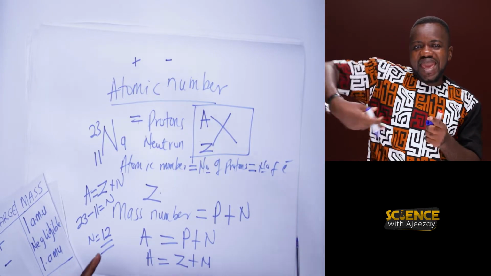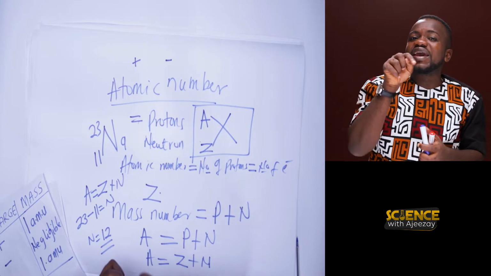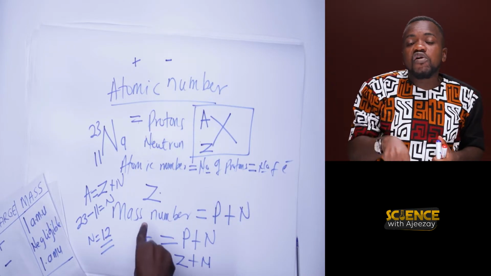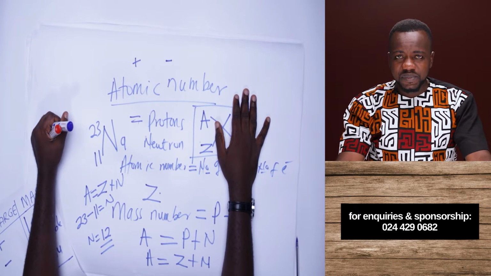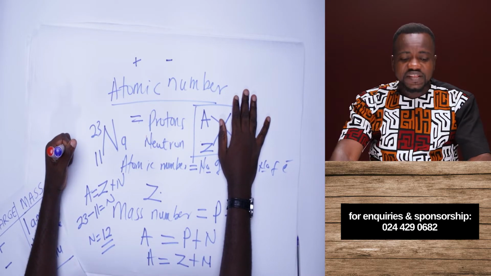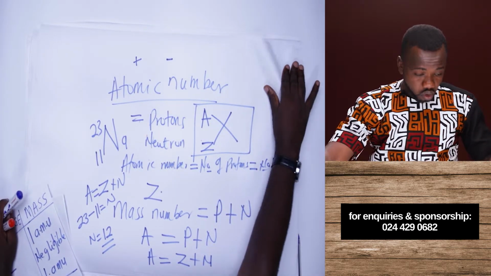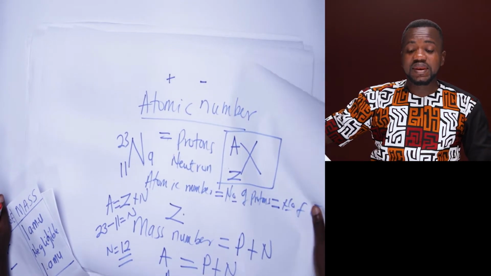So once you draw the atomic structure for sodium, you realize that you are going to have 11 protons and 12 neutrons, and then the shells follow. I believe it's getting clearer and clearer. So without much ado, let us take another example, still on the atomic number and the mass number.